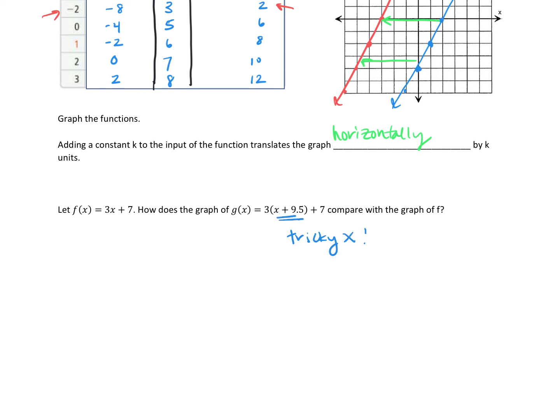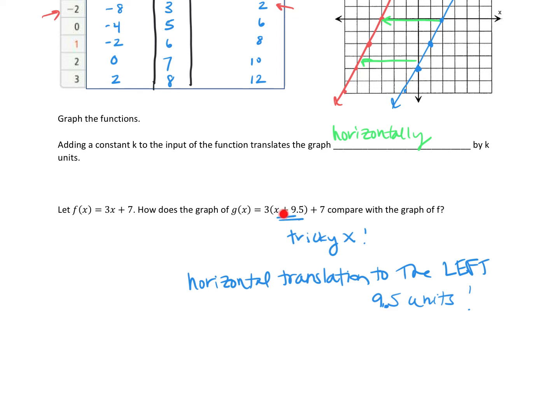So it looks like I'm adding a 9.5. So that is going to be a horizontal translation to the left, not 5 units. That was our last example. This one would be 9.5. So we're going to shift to the left 9.5 units. Another word for shift is horizontal translation. You do want to say which direction you are shifting horizontally. This one would be to the left because of that tricky x right there.